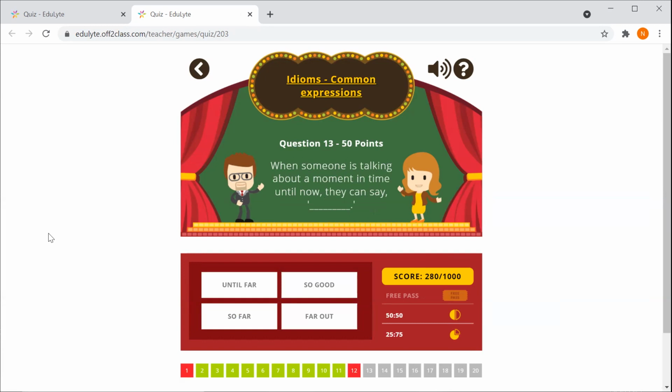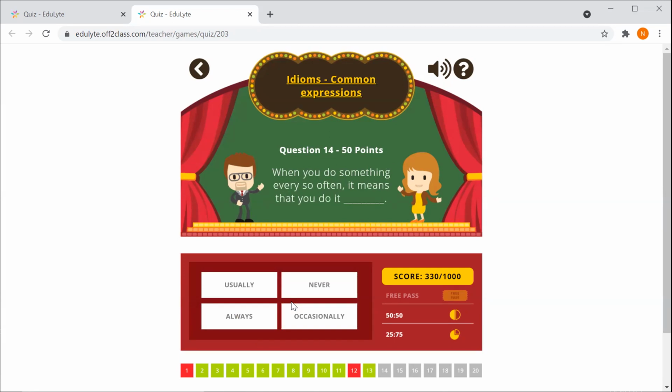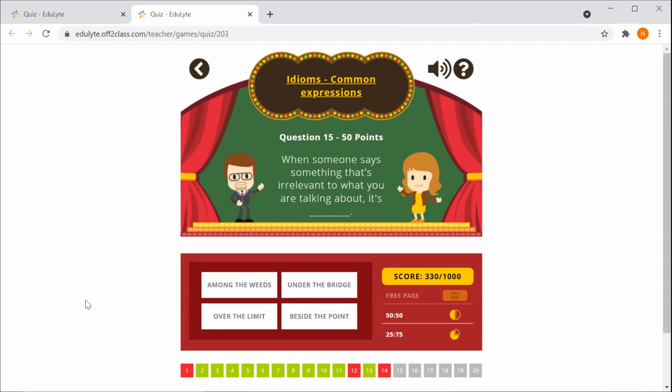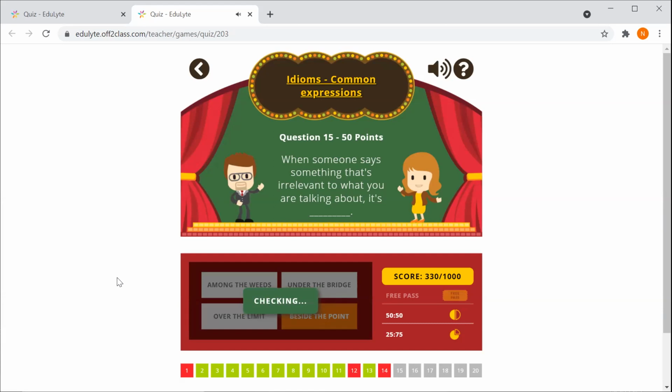When someone is talking about a moment in time, until now, they can say, so far. So far. Absolutely correct. Next one. When you do something every so often, it means that you do it usually, always, occasionally. Okay, every so often. Next. When someone says something that's irrelevant to what you are talking about, it's beside the point. That is correct.